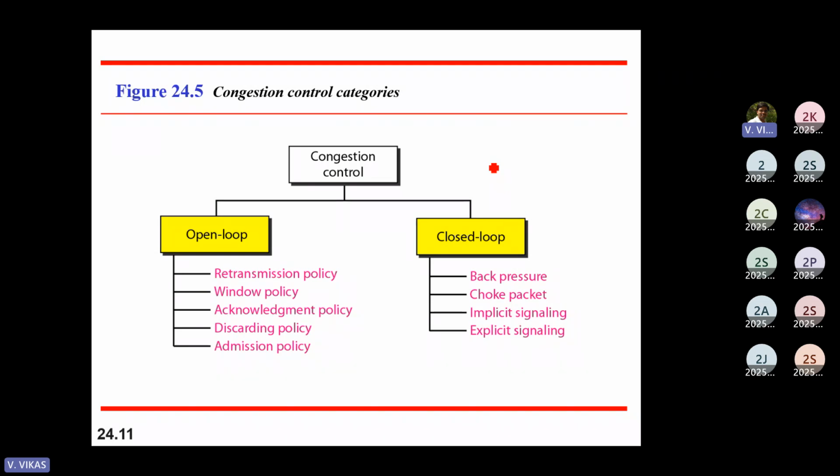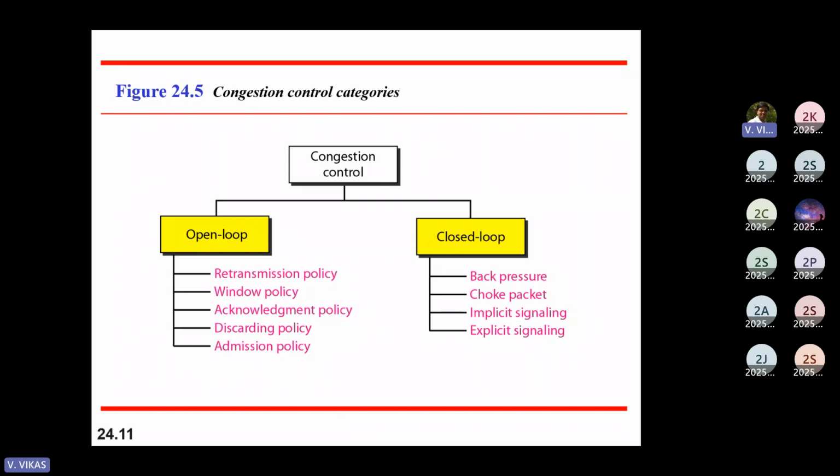Retransmission policy. Retransmission policy means we need to have a proper retransmission policy, without which it will be very difficult to handle things. So when you are retransmitting, how often you are retransmitting, all those things come into retransmission policy. Then window policy, we talked about sliding window protocol, go back N protocol, selective repeat. Which is the best windowing technique I can use so that I'll be able to use network resources without any issue. That is about window policy.